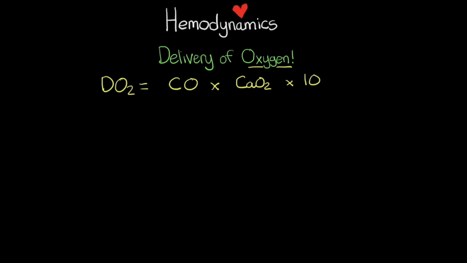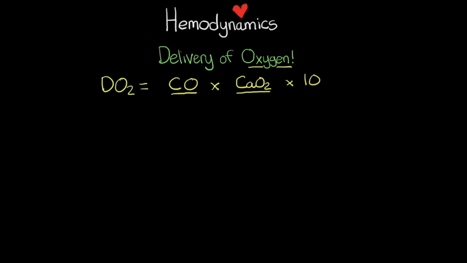Our end goal is to deliver oxygen, and in this case, we can see that the components that make up our delivery of oxygen are our cardiac output, which is how much blood we're circulating through our body, and our concentration of arterial oxygen, which is basically how concentrated the oxygen is in the blood that we're beating. So the concept is pretty simple, but I do want to break this down a little bit further in order to better understand what is happening.